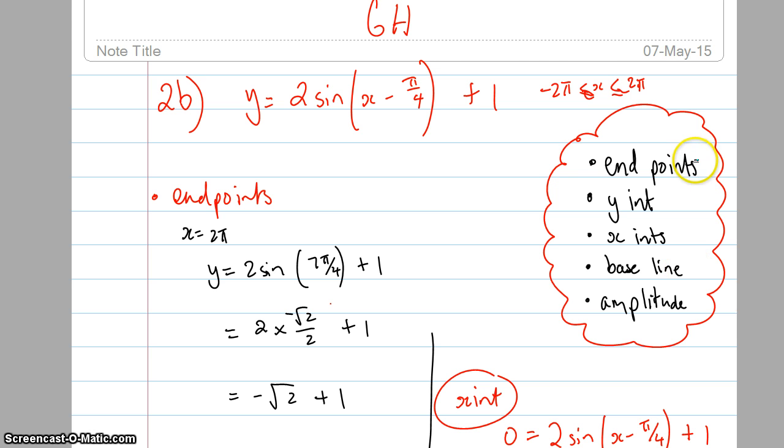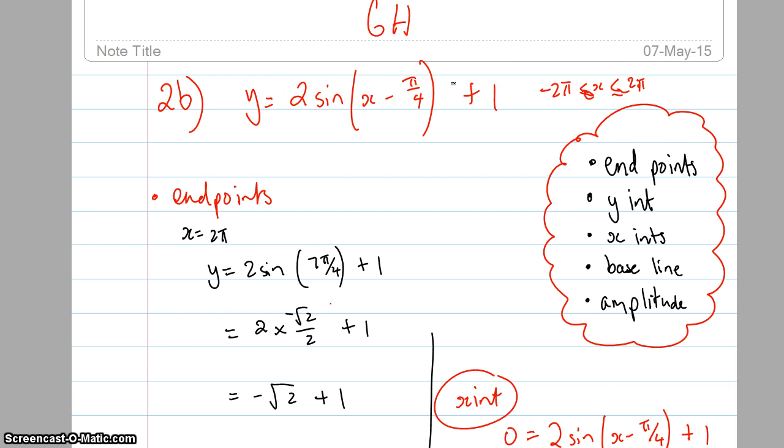So I find my endpoints, and I do that by subbing in these points in here and then solving them. I'll show you that in a second. My y-intercept by subbing in x equals 0, my x-intercepts by making y 0 and then solving it that way. What I call the baseline, which is I guess the middle of your graph, the +1 in here. And then also your amplitude, so your maximum and minimum: it goes up by 2 and down by 2 as well.